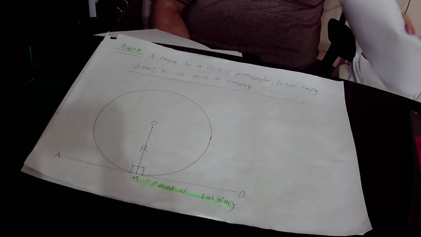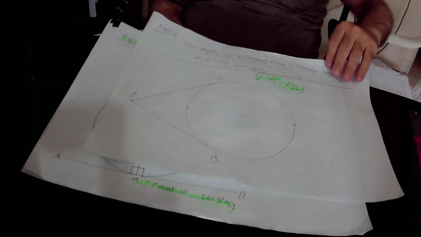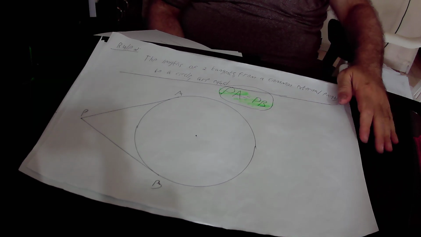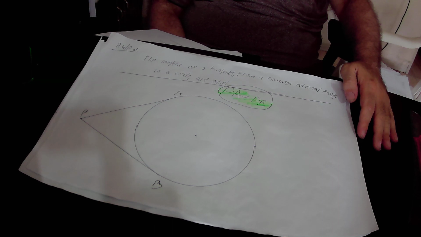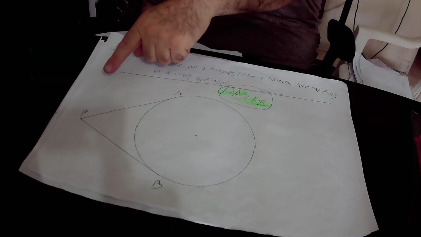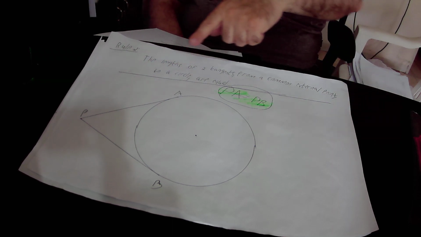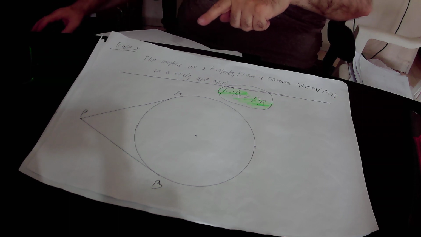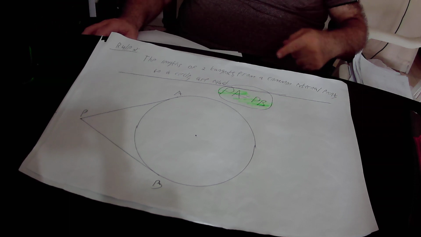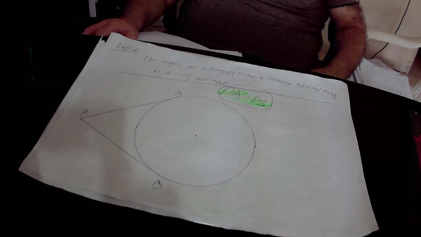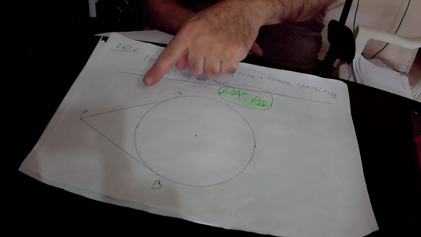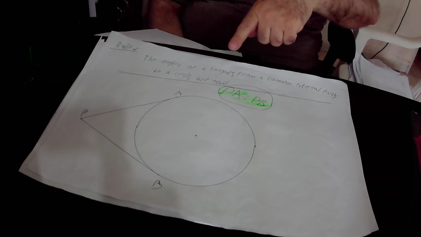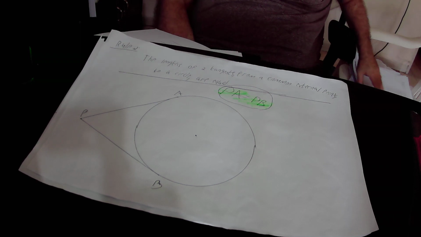Then I presented to you rule number 2. According to rule number 2, the lengths of two tangents from a common external point to a circle are equal. We have the common external point P. From the common external point P, we have two tangents to this circle. We have tangent PA and tangent PB, and according to rule number 2, they are equal to each other. That is to say, PA equals PB.